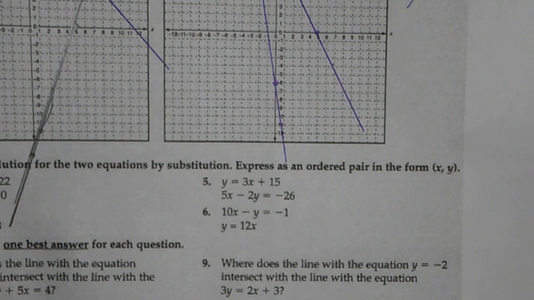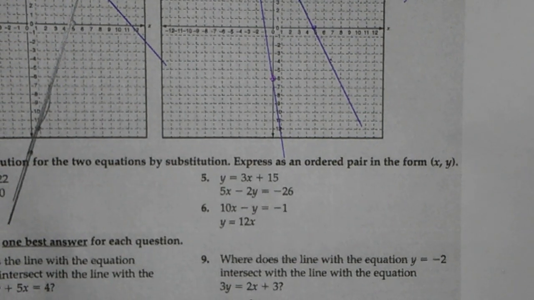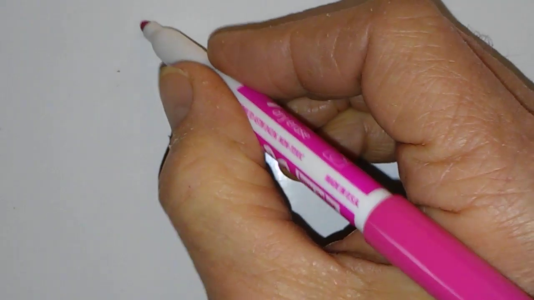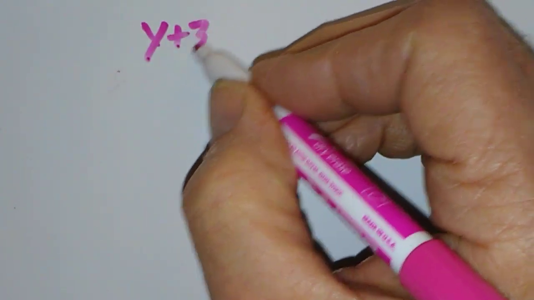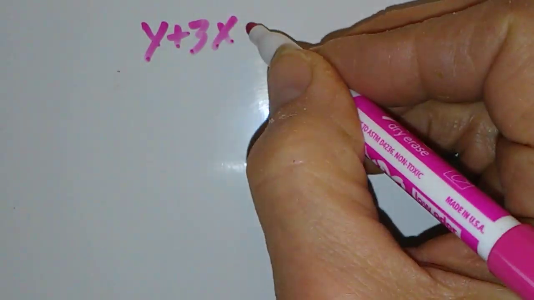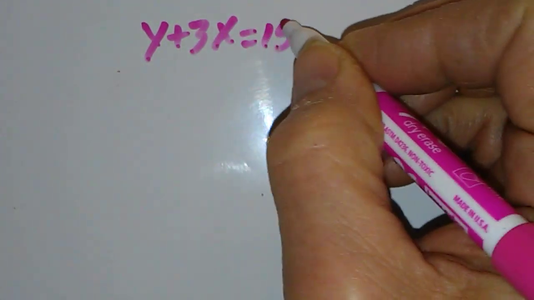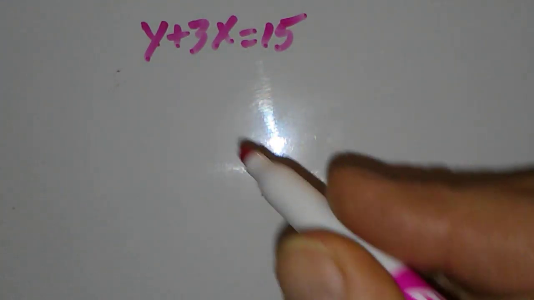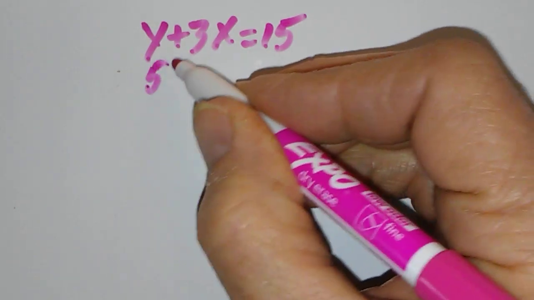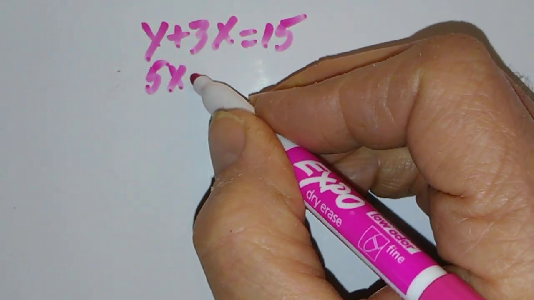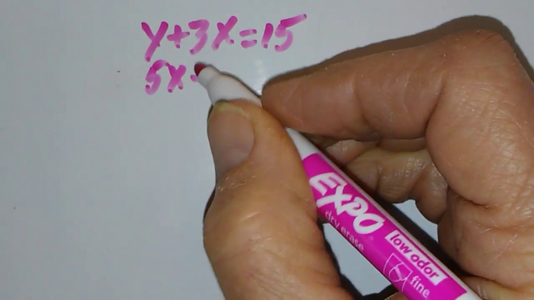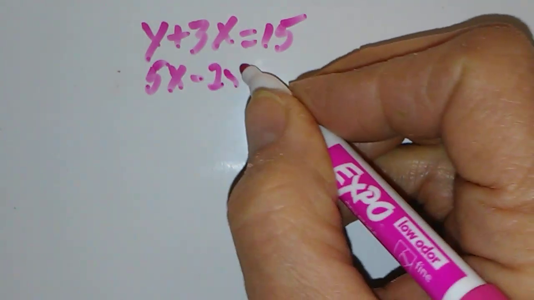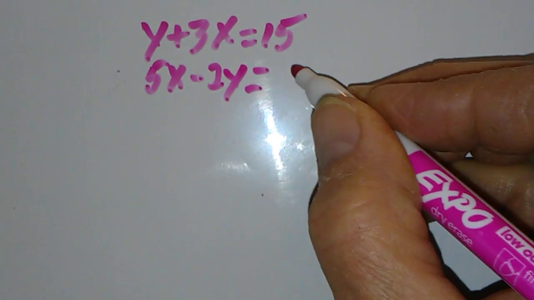Y equals 3x plus 15. 5x minus 2y equals minus 26. Okay. Y plus 3x equals 15. And 5x minus 2y equals minus 26.